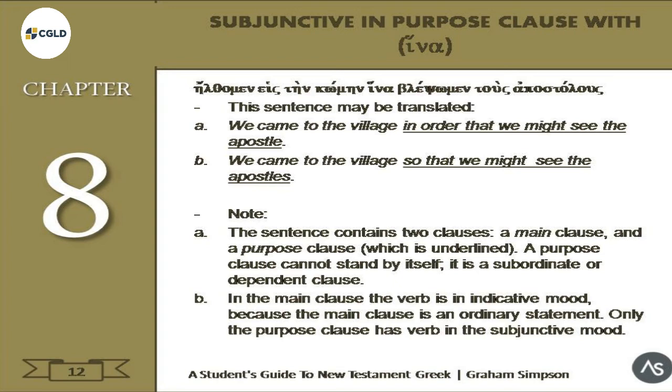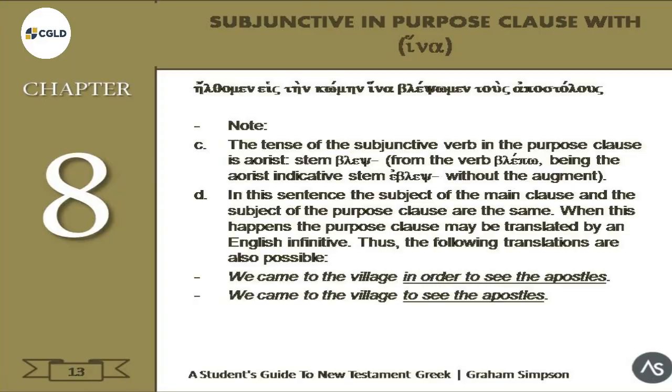In the main clause, the verb is in the indicative mood because the main clause is an ordinary statement. Only the purpose clause has a verb in the subjunctive mood. Thirdly, the tense of the subjunctive verb in the purpose clause is aorist. Did you notice that? The stem is blepse, which is derived from the verb blepo, being the aorist indicative stem, eblepsa, without the augment. In this sentence, the subject of the main clause and the subject of the purpose clause are the same.